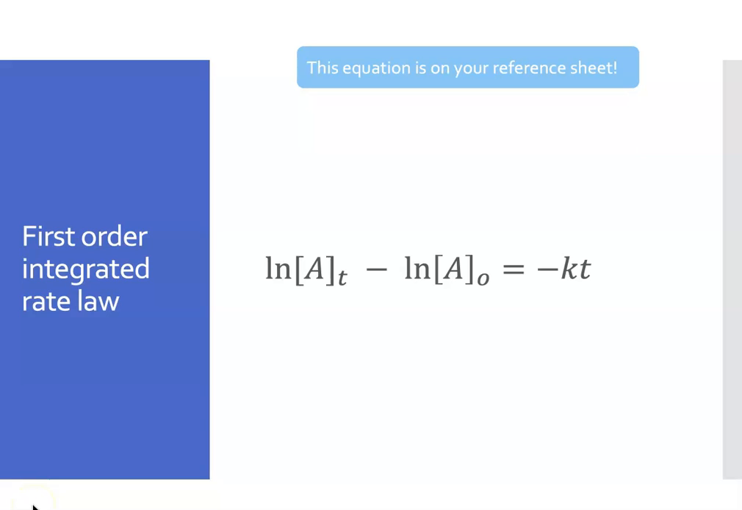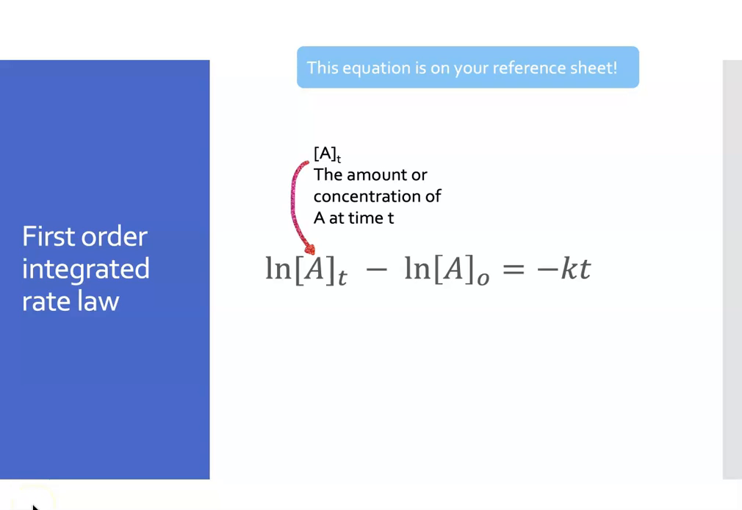When you have first order kinetics, you can use the first order integrated rate law to solve problems to find out how much change occurs in a certain amount of time. You do need to know that it's first order. This equation is on your reference sheet, so you always have access to it.